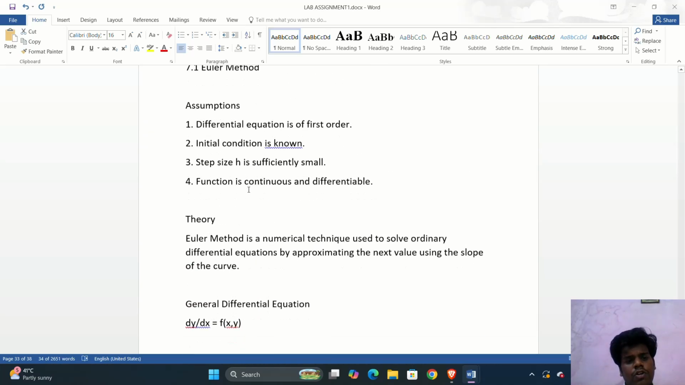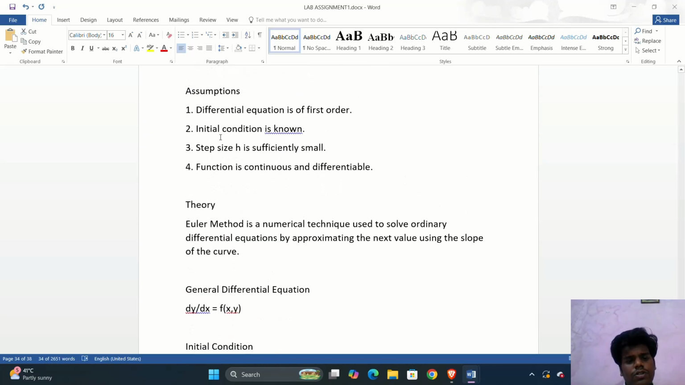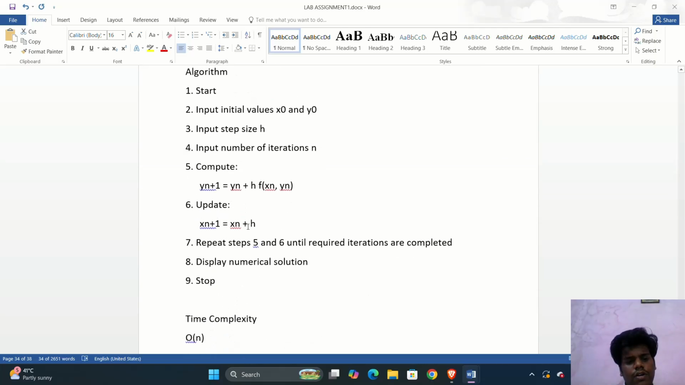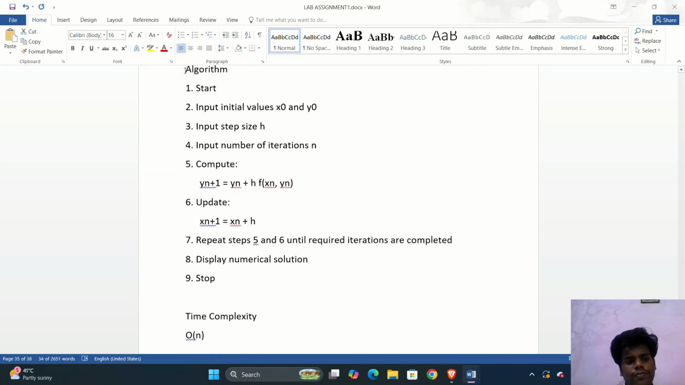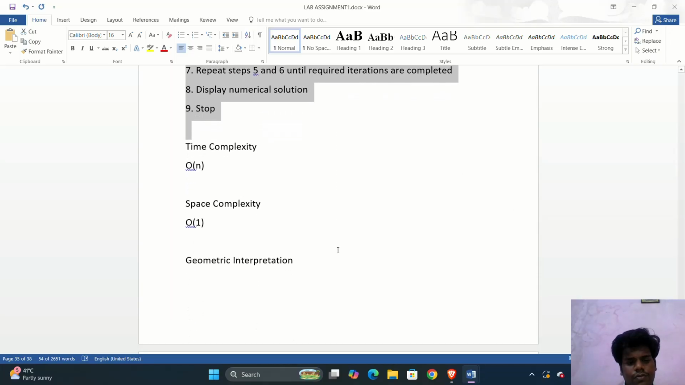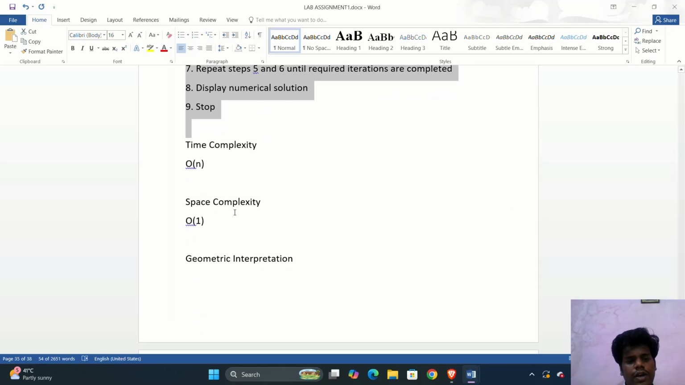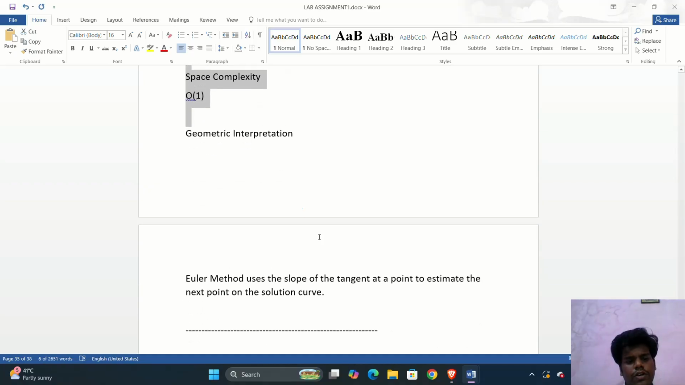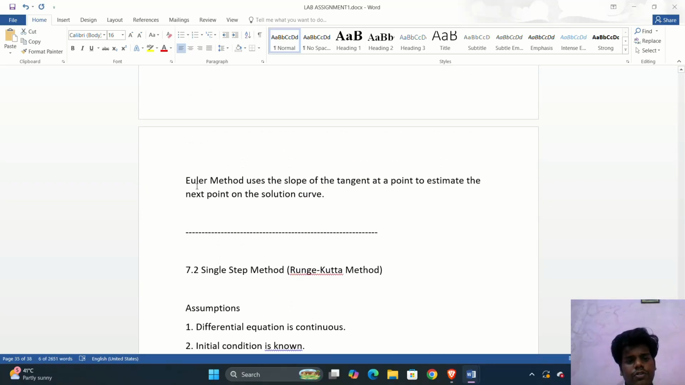Now move to the Euler method, the difference equation, and the algorithm for the Euler method. Time complexity O(n) and space complexity O(1). That was the geometrical representation.